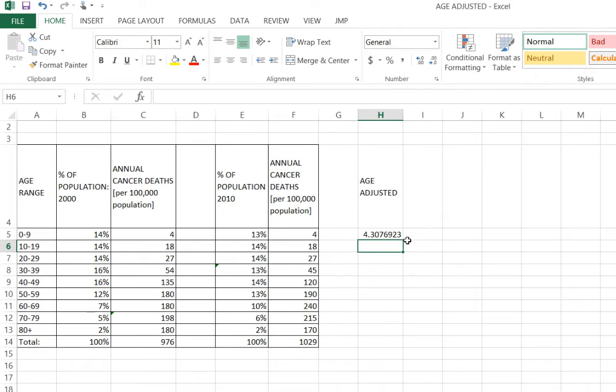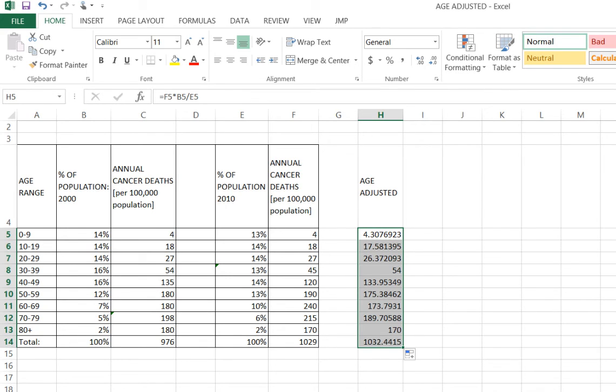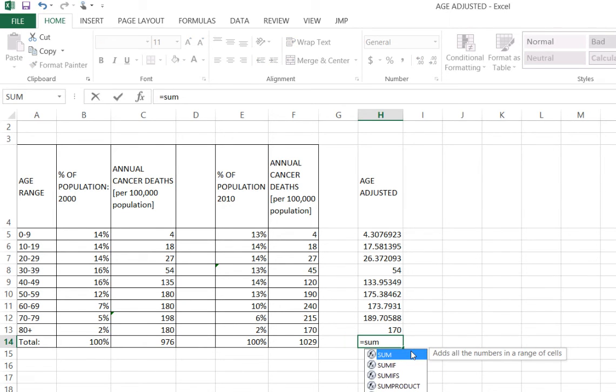So what we are basically saying is that if you considered the 0 through 9 population to be 14% of the population like it was in 2000, that would mean that in 2010 you would have had 4.3 deaths per 100,000. And so if we do that for all of these age groups, oops, sorry, this one should actually be the sum of our new numbers here.